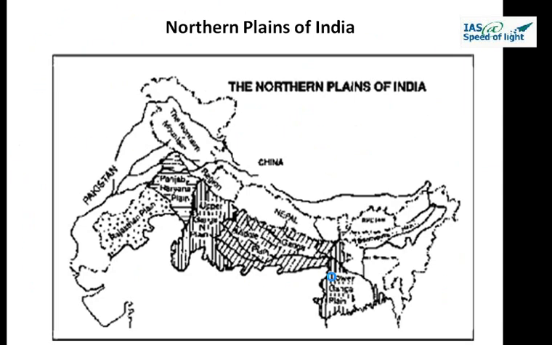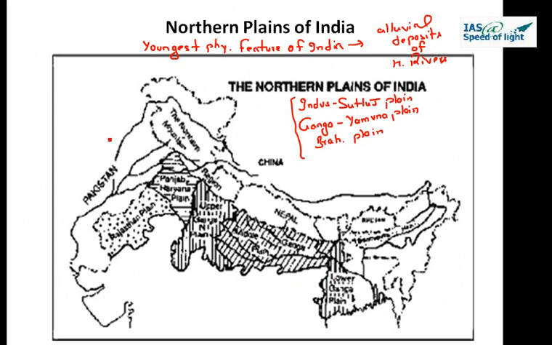Now, as we were discussing initially, there are three divisions of the plains. The first one is the Indus-Satluj plain, then the Ganga plain, and then the Brahmaputra plain. In this map, we can notice the Rajasthan plain and the Punjab plain. Then the Ganga plain, which we divide into upper Ganga plain, middle Ganga plain, and lower Ganga plain, and then the Brahmaputra plain this way.